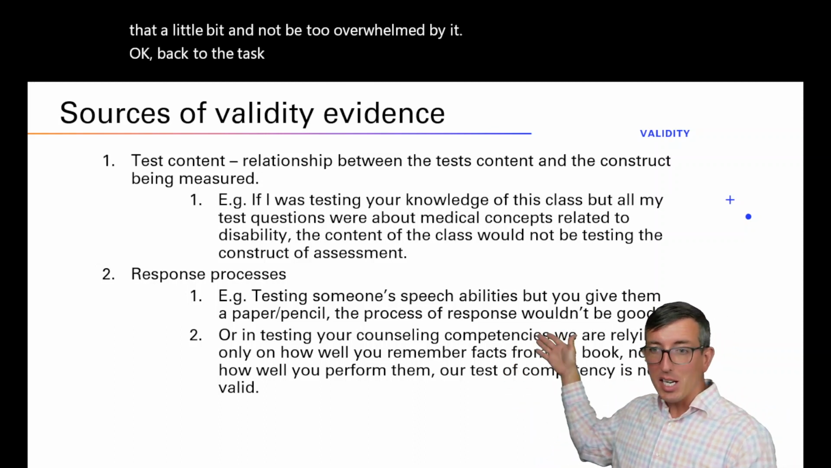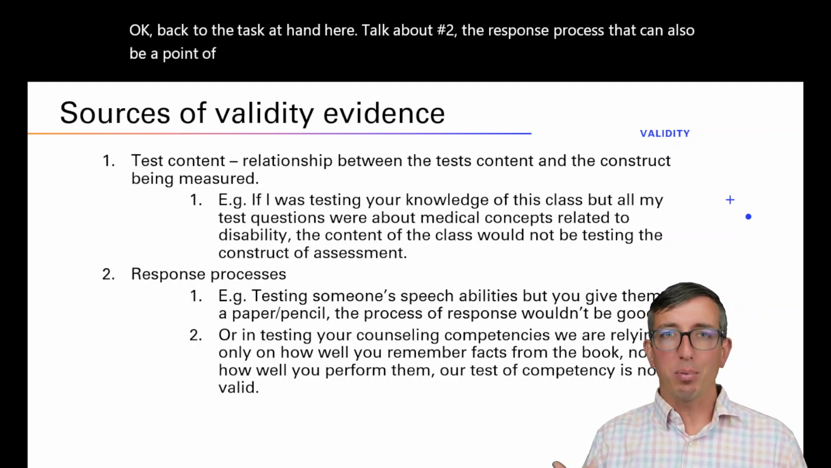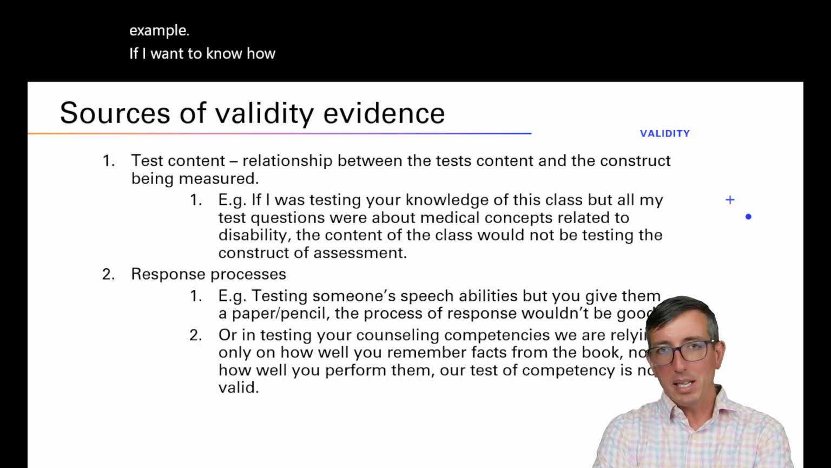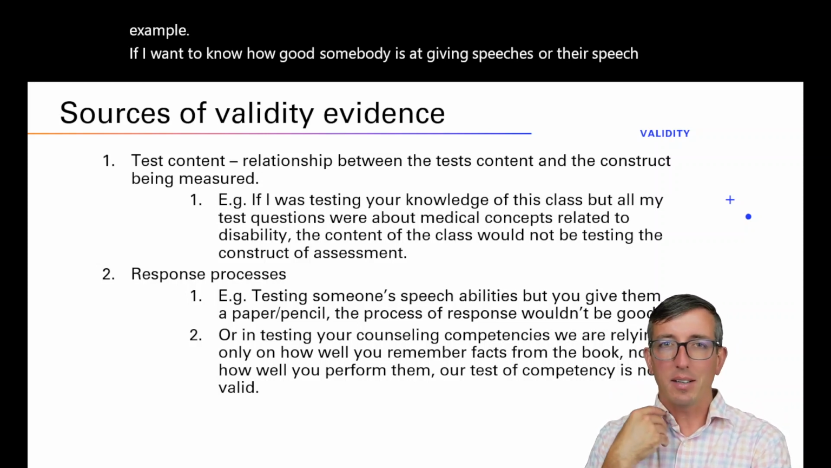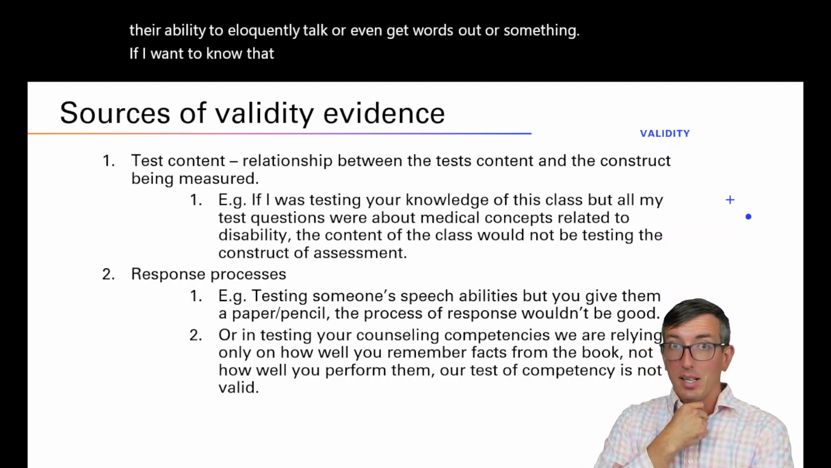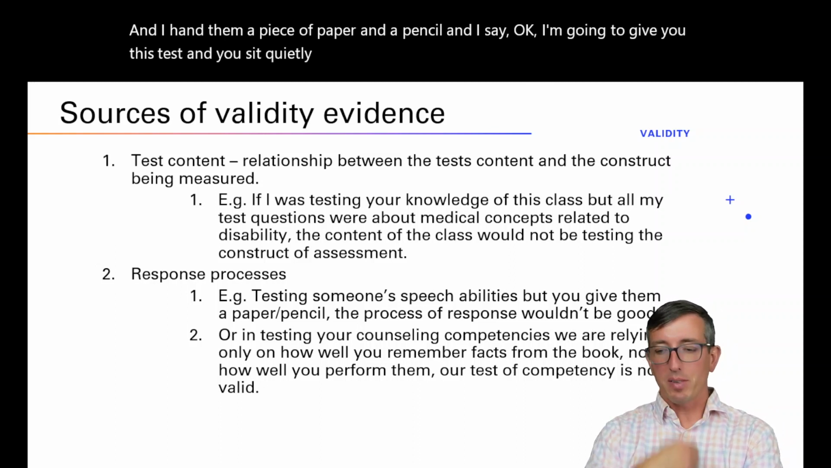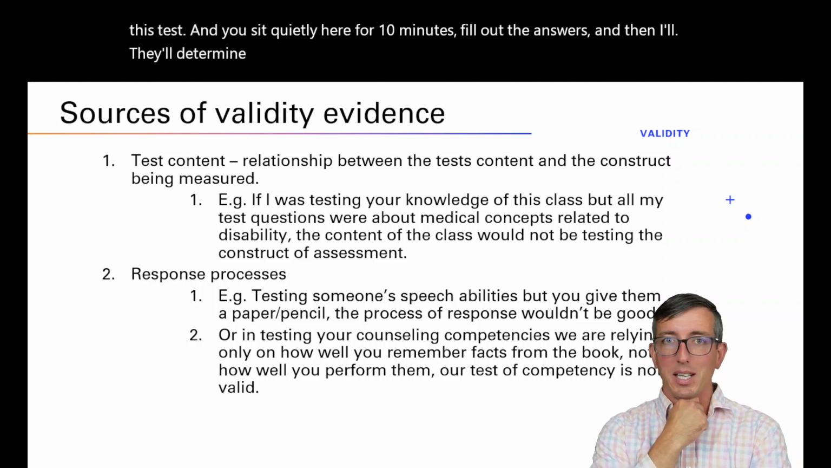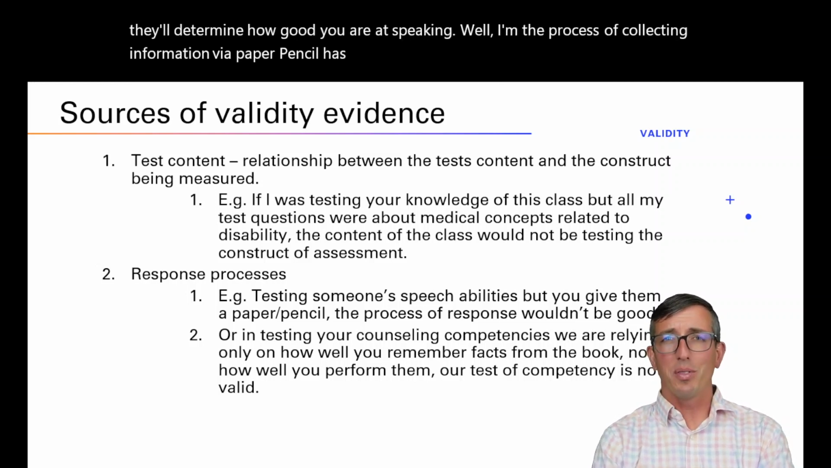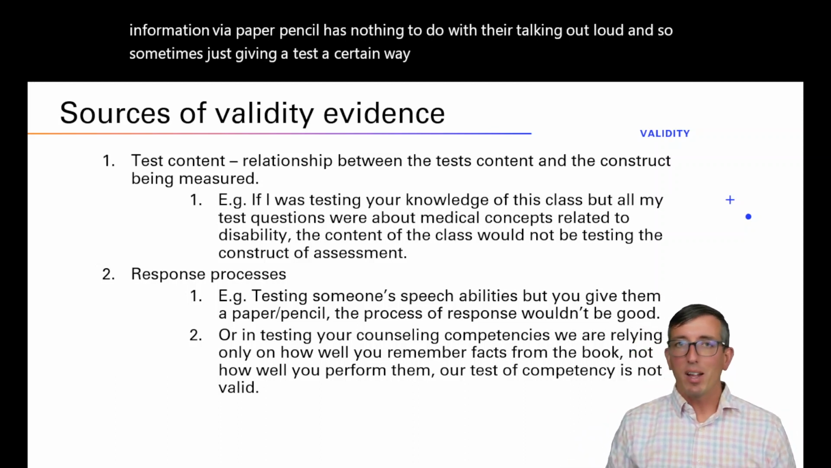Okay, back to the task at hand. Number 2, the response process. That can also be a point of error in the process or something that would invalidate. Here's an example. If I want to know how good somebody is at giving speeches, their ability to eloquently talk or even get words out, and I hand them a piece of paper and a pencil and say, I'm going to give you this test, you sit quietly here for 10 minutes, fill out the answers, and then they'll determine how good you are at speaking. Well, the process of collecting information via paper and pencil has nothing to do with their talking out loud. And so sometimes just giving a test a certain way can invalidate the results completely.